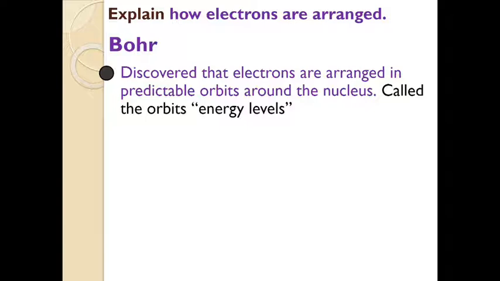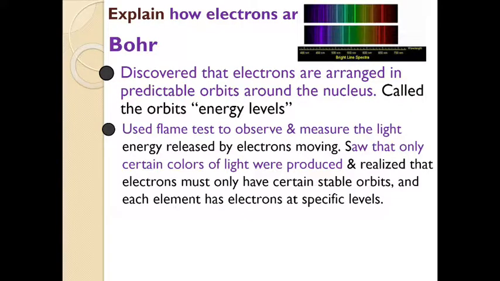Bohr discovered that electrons are arranged in predictable orbits around the nucleus that we call energy levels. And he discovered this by burning stuff. His experiment was called the flame test.